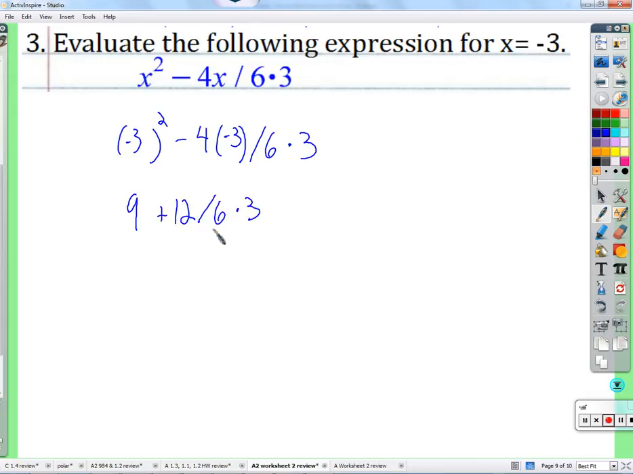Or should I just do 6 times 3 and get the 18? No. Why not? Because you have to go from left to right. When we see a division and multiplication, and we're trying to figure out which one to do first, just start on the left and work to the right. Division comes before multiplication on the left. Do that first. So we will do the 12 divided by the 6 and get 2. And we won't add the 9 and the 2 because 2 is multiplied by 3, so 2 should be multiplied by 3 before we add 9 to that. 9 plus 6, so 15.